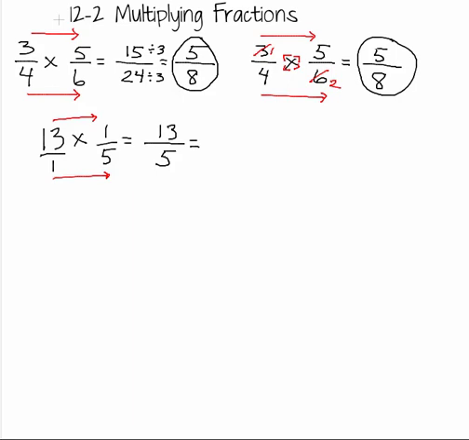This is improper. We have to turn it into a mixed number. So what you do is you divide 13 by 5, and it goes in 2 times, because you know that 2 times 5 is 10. How many are left over? 3 are left over, that's the remainder, and you just bring over the original denominator.